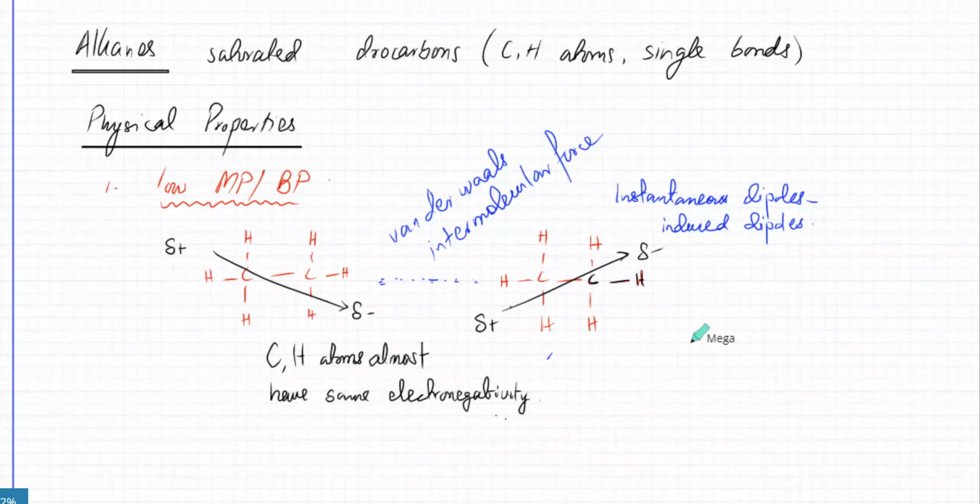So just explain this again. You're going to have an instantaneous dipole. The electrons might, during collisions, get knocked to one side. This side would become negatively charged.